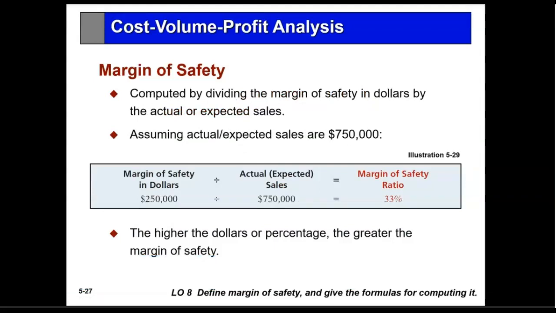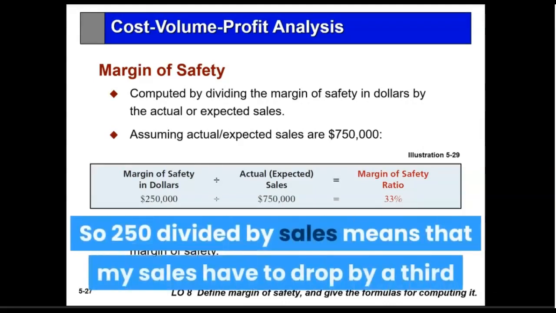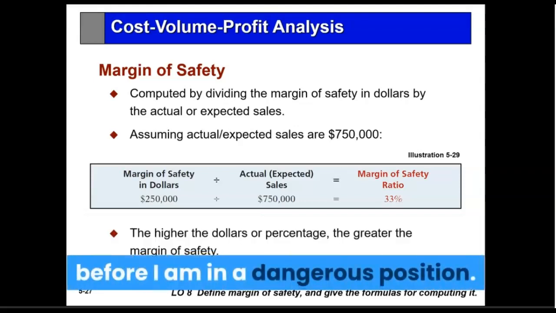And we do that by computing the margin of safety, 250, as a percentage of sales. So 250 divided by sales means that my sales have to drop by a third before I'm in a dangerous position.